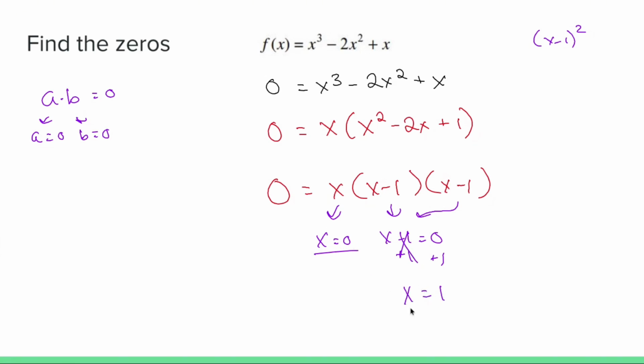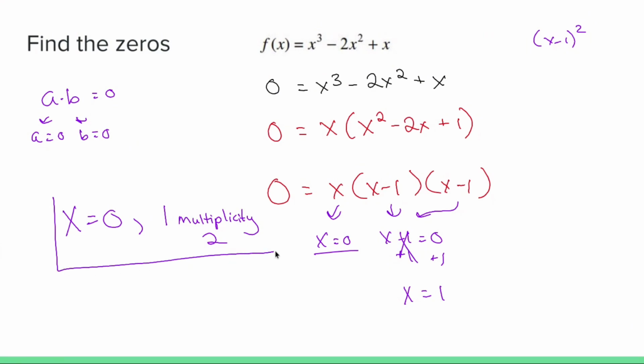Now we get x equals 0 and x equals 1. Those are my two answers, but I'm going to add a little sauce to this. Since 1 is technically used twice, I'm going to say that the multiplicity is 2. Whenever you use the same answer 2 times, you say multiplicity is 2. Or if it's the same answer 3 times, multiplicity is 3.